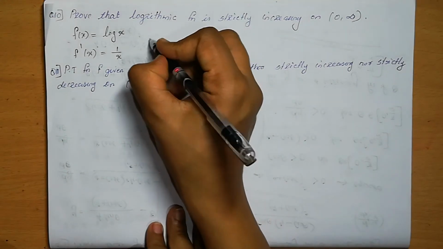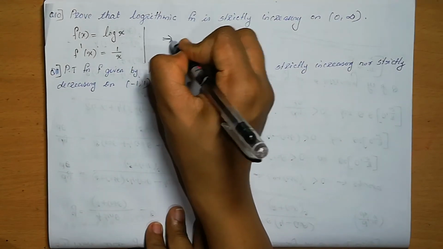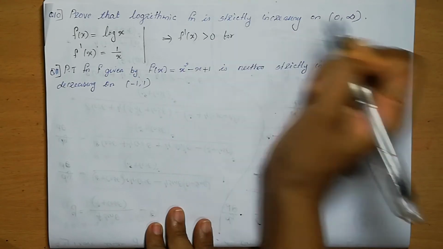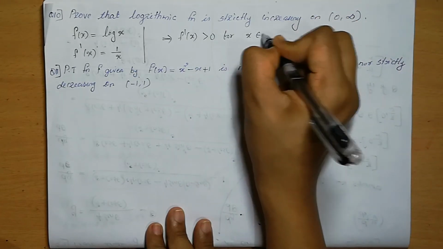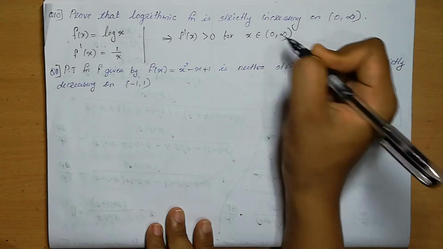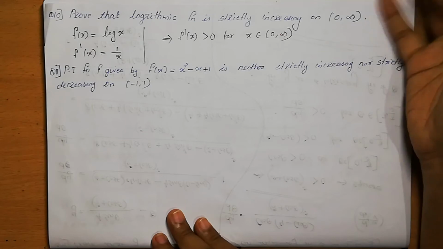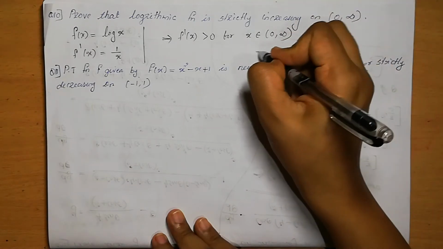So from here what can we write? From here we can write f dash x is greater than 0 for all x belonging to 0 to infinity. Therefore the logarithmic function is strictly increasing on 0 to infinity, we can write.